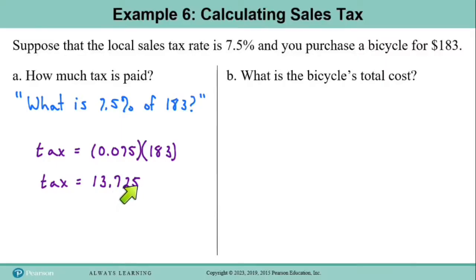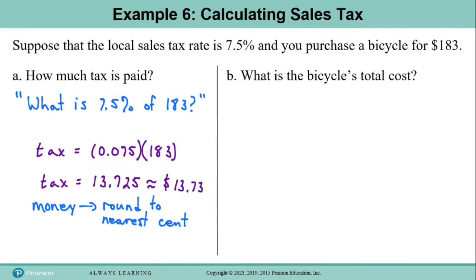So if there's ever a number past the second decimal place, we always round off to the second decimal place. In this case, we would round off to 13.73. We always round off to the nearest cent when we're talking about money. Okay, so the tax on the bicycle would be $13.73.